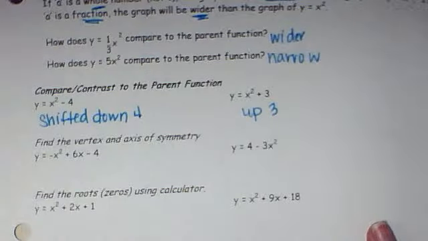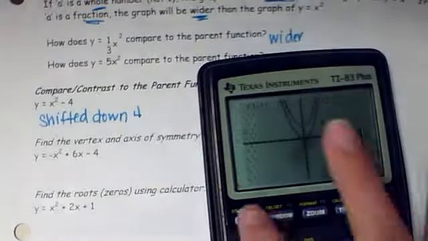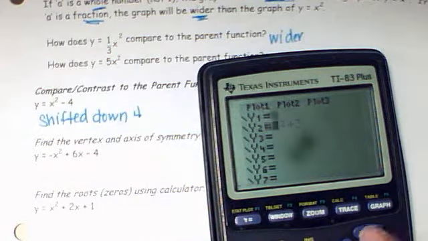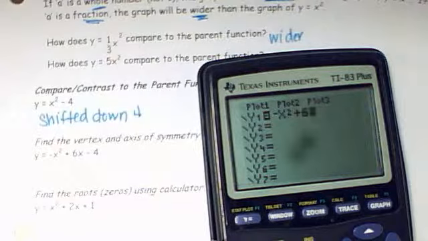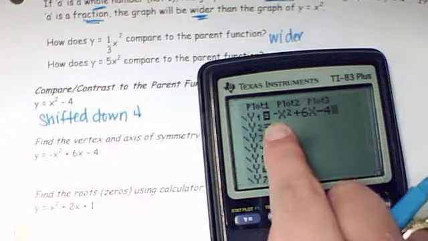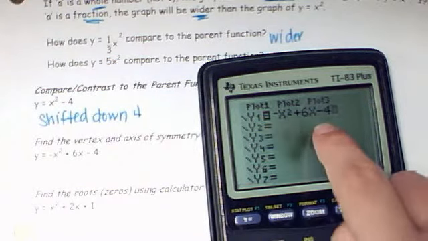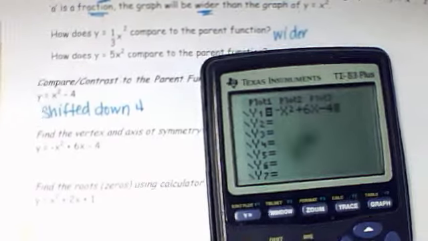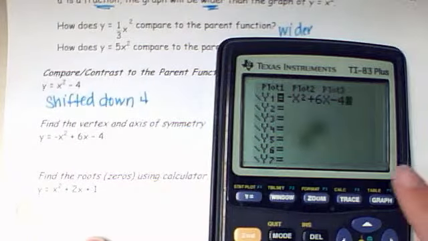The next thing we wanted to learn about was how to find the vertex and the axis of symmetry. So if you go to y equals, let's clear everything else out and put in negative x squared plus 6x minus 4. Be careful here that this is a negative sign and not a minus, and that this is a minus and not a negative sign. That's really important. Okay, when we do that, we're going to hit graph.